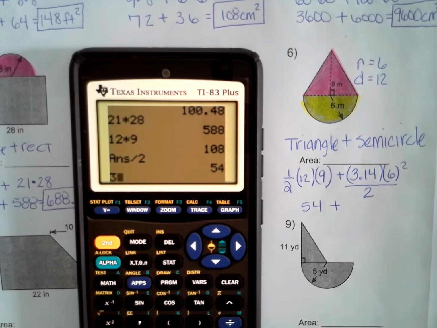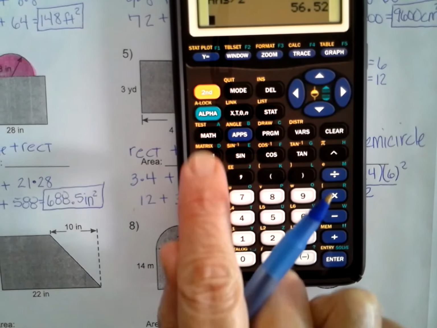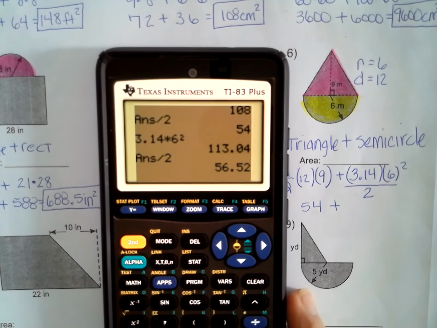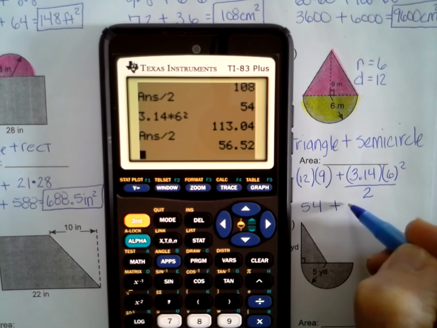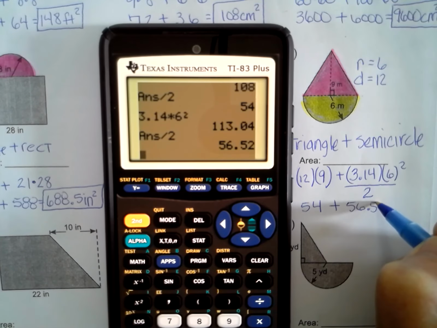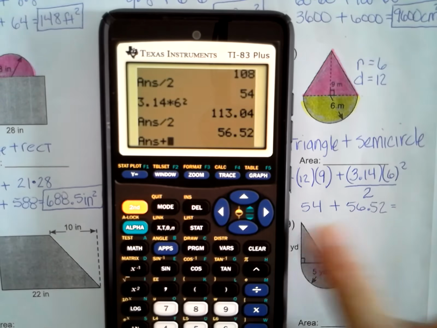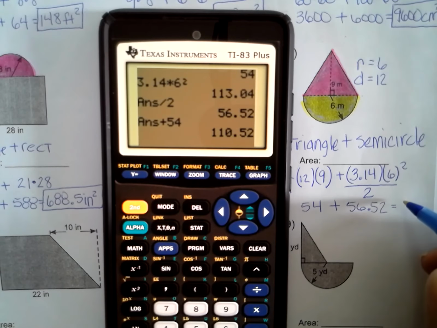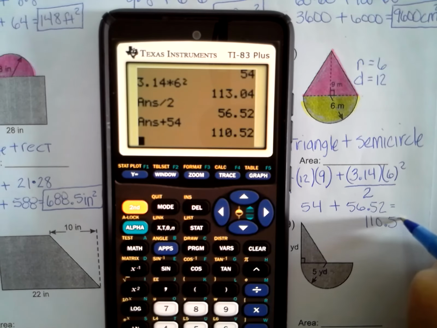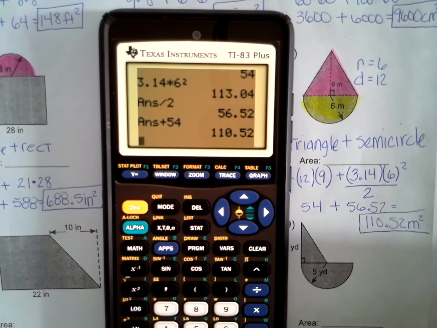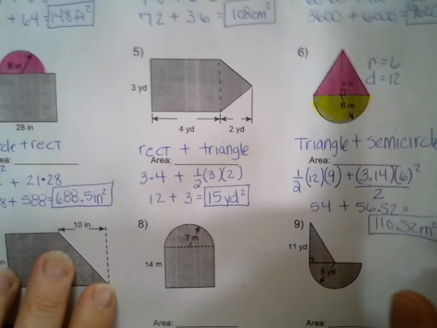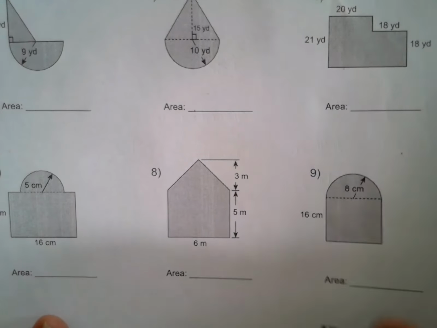We're going to divide that by 2, and that's going to give me 54. Now we're going to do 3.14 times 6 squared divided by 2. And by the way, here's the squared button. It's somewhere over here on your calculator. I have a different calculator. I got 56.52. And now we're going to add 56.52 to 54, and we get 110.52, and that's going to be in meters squared. Okay, so now if you would turn to the you-do, and if you would do number 5.